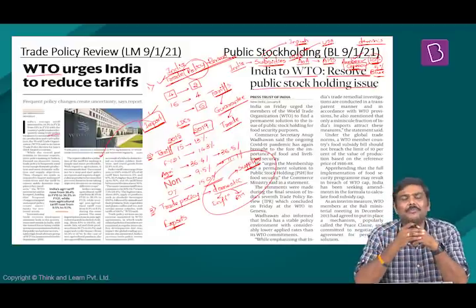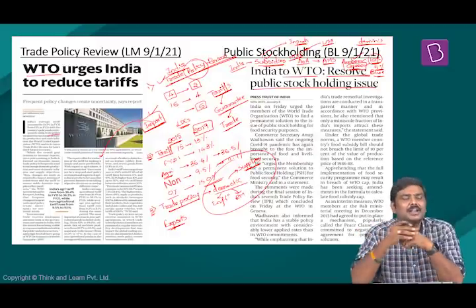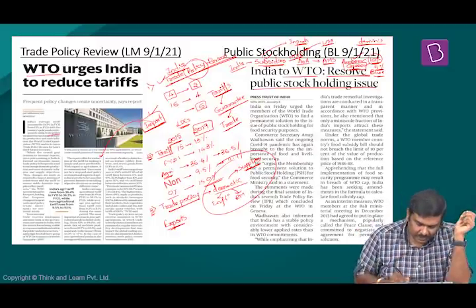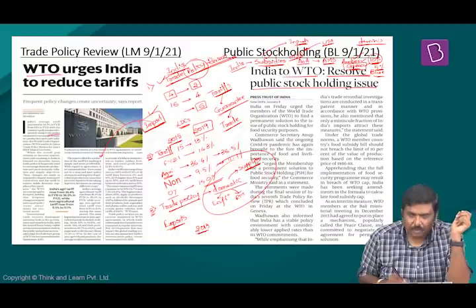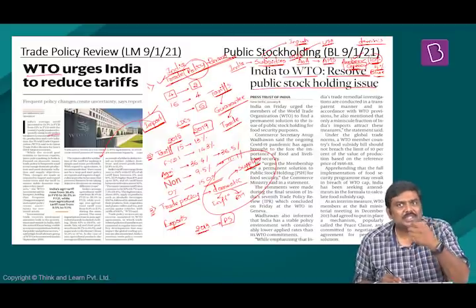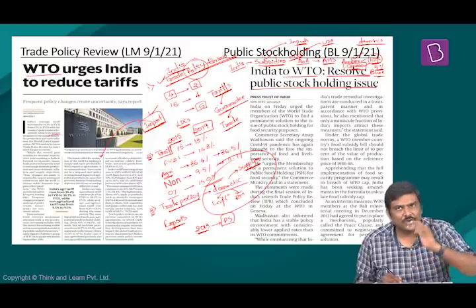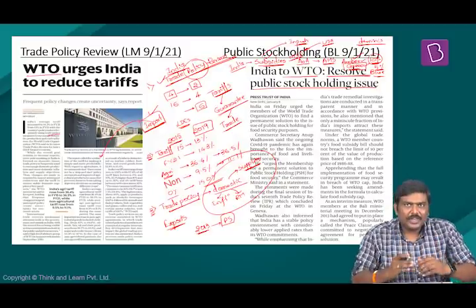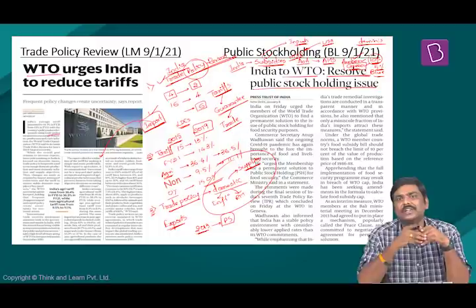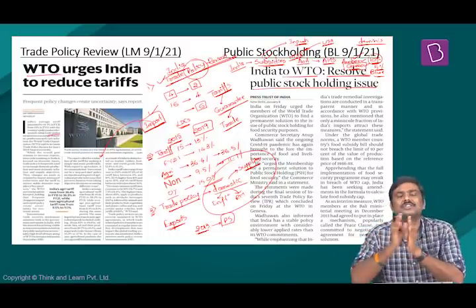So in order to prohibit this kind of issue being raised against India, or a complaint being filed by a developed economy against India at the WTO, in the year 2013, at the Bali conference, the Government of India raised this issue of public stockholding. That is, an economy such as India needs to provide a huge amount of subsidies in order to ensure food security for the people. And in the way they provide this food security, they may end up violating these norms under the Agreement on Agriculture.